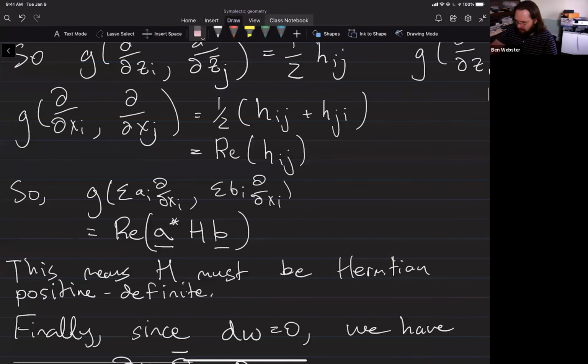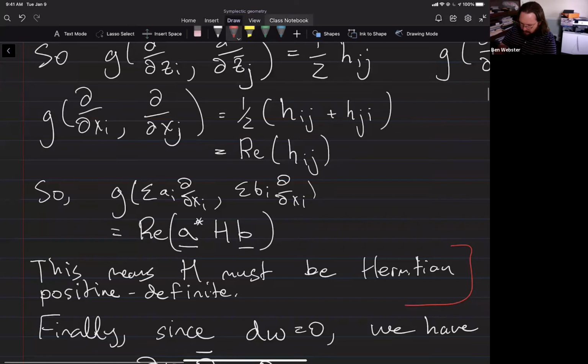So in particular, I get an extra condition on my H. If I'm going to have compatibility between my complex structure and my symplectic form, this Hermitian matrix has to be positive definite.